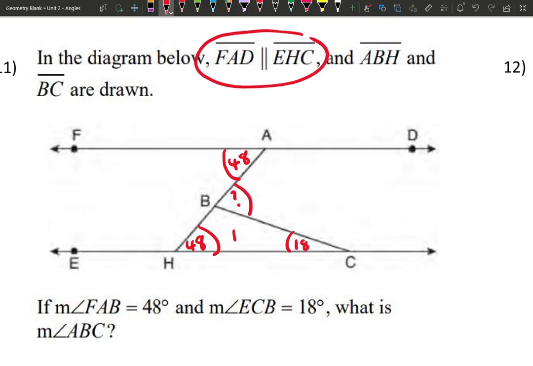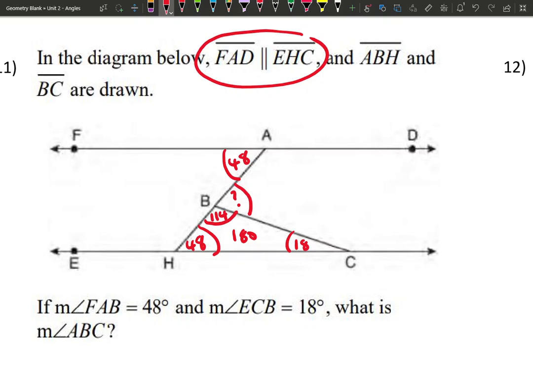Easy. Triangle, 180 degrees. We could figure out this. Anytime you know two angles in a triangle, it is extremely easy to figure out the third one, because you just take 180 and you minus the other two angles. In this case, I'm minusing 48, then I'm minusing 18, and I get 114.